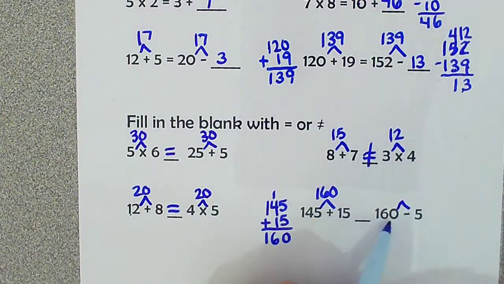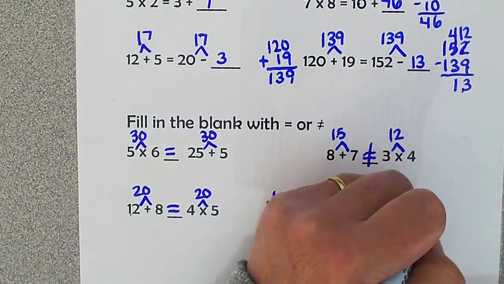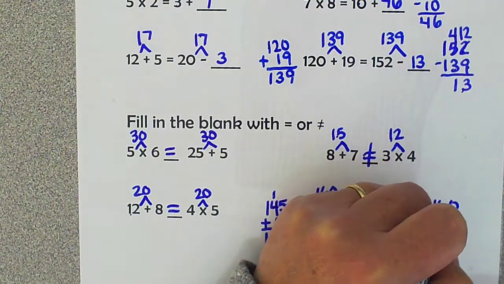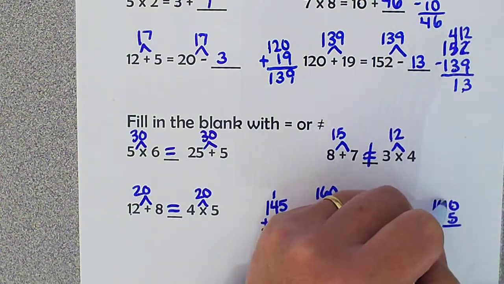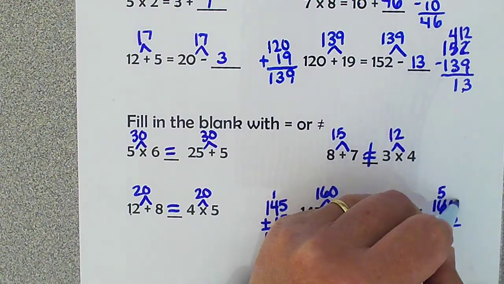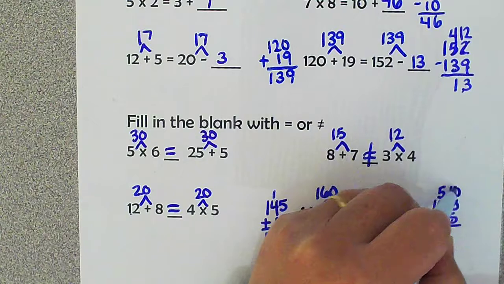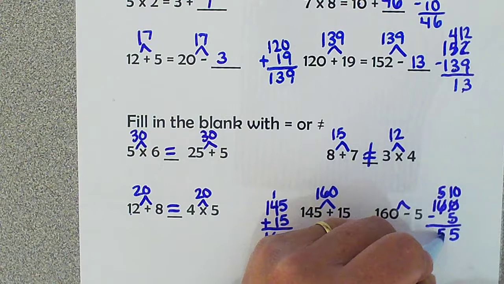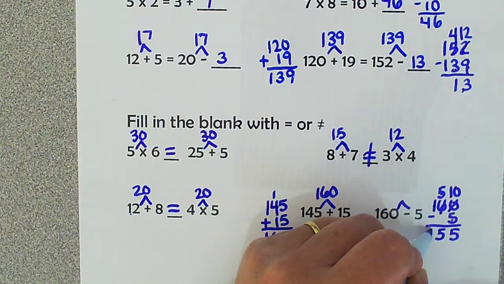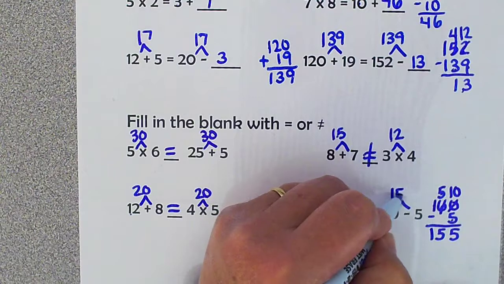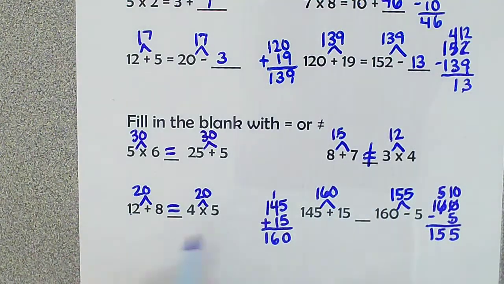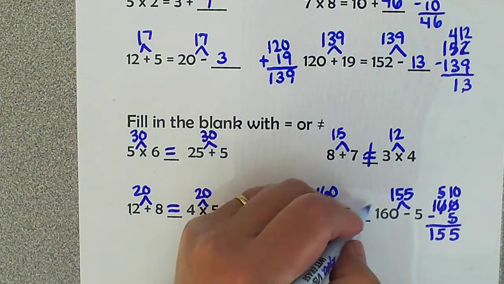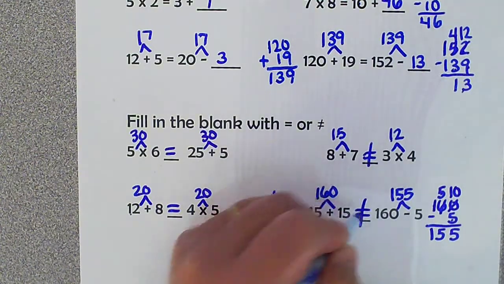Now we have to figure out what our right-hand side is equal to. So we're going to subtract 160 minus 5. 0 minus 5 will not work. Our 6 becomes a 5. Our 0 becomes a 10. 10 minus 5 is 5. 5 with nothing to subtract is 5. And 1 with nothing to subtract is 1. Our right-hand side is equal to 155. These two numbers are not the same, therefore we are going to put in a not equal sign.